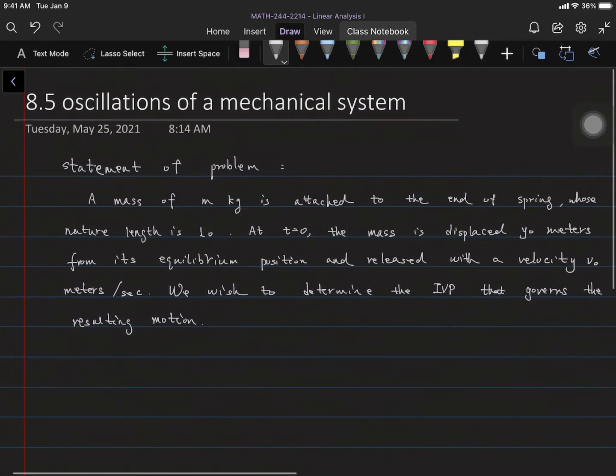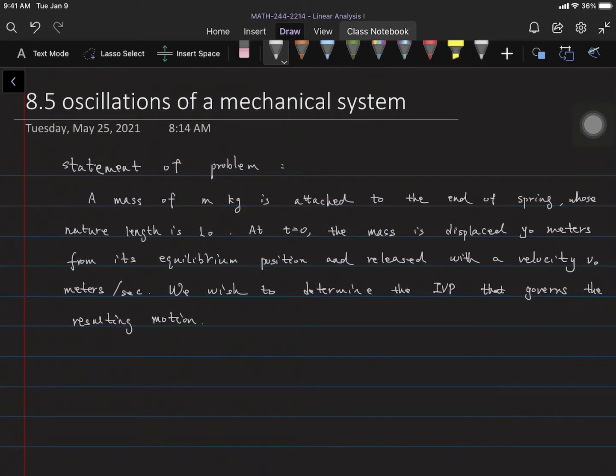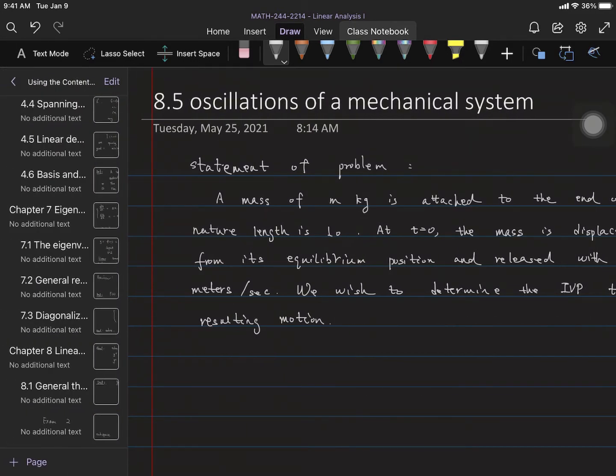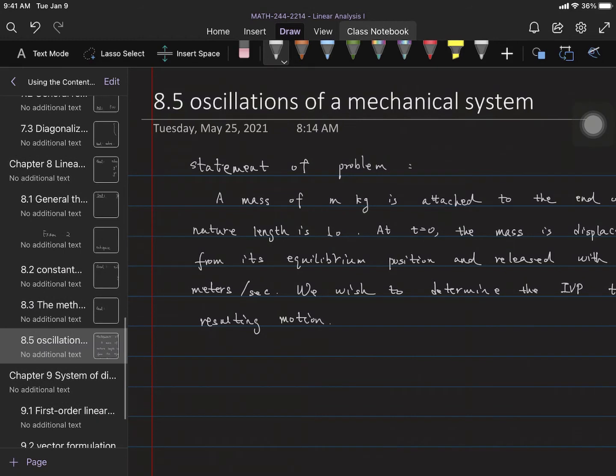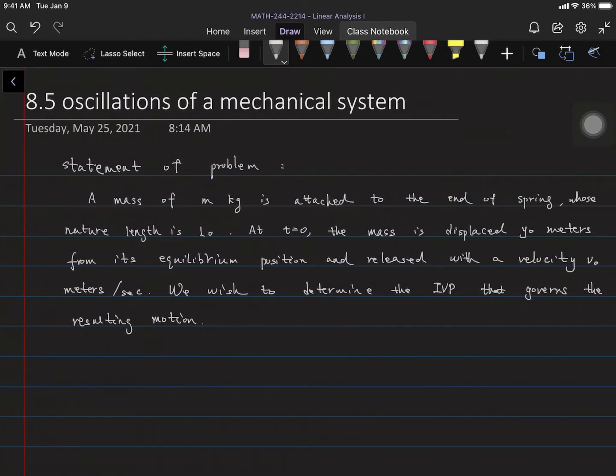Hello everyone. In this section, we're going to do oscillation of a mechanical system. This section may be a little bit difficult, but it is the application of the whole chapter 8, and it's pretty interesting, especially for mechanical engineering students. You may have already seen this kind of problem in another class, or maybe you will see it in the future. Firstly, let's take a look at the statement of the problem.